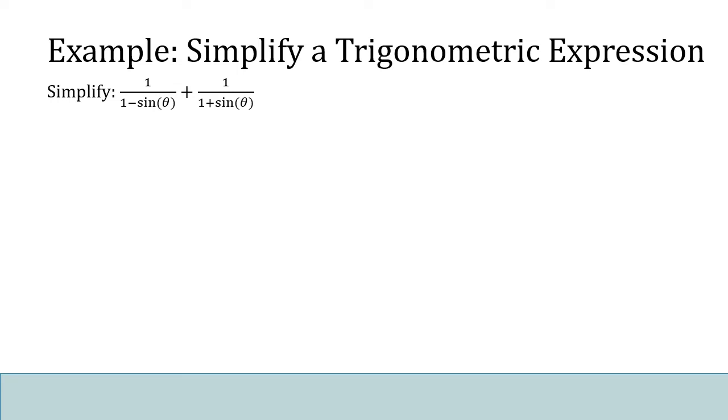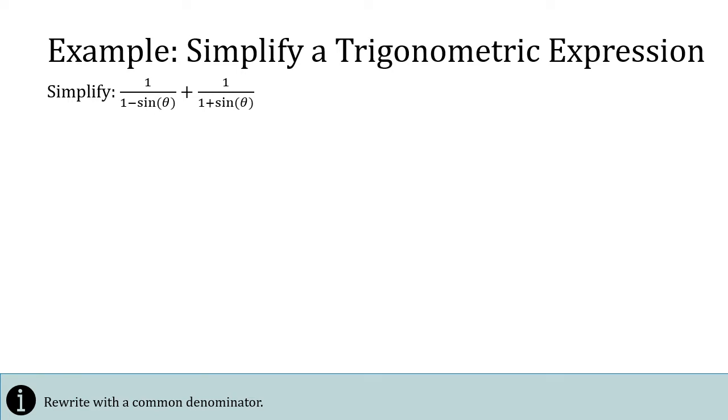All right, let's try another one. In this example, we're asked to simplify 1 over 1 minus the sine of an angle plus 1 over 1 plus the sine of an angle. So those denominators are conjugates, aren't they? Now, what we're going to show in this example is the technique of rewriting an expression with a common denominator.